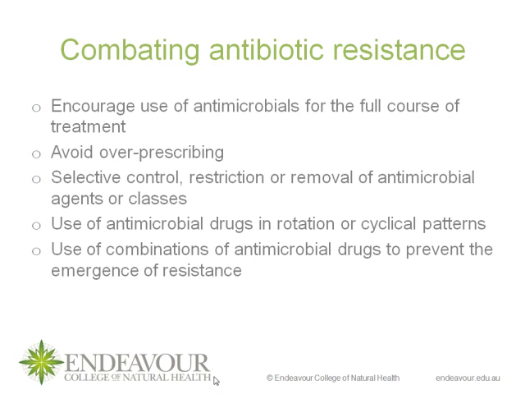So selective control, restriction of use and removal of antimicrobial agents or classes is another method. We'll see an example of a restricted use antibiotic. Use of antimicrobial drugs in a rotational or a cyclical pattern, or use of combinations of antimicrobials. This will prevent the emergence of resistance because it is sheer random chance, it is mutation, and the chance of that strain having a resistance mechanism to two drugs is virtually impossible.